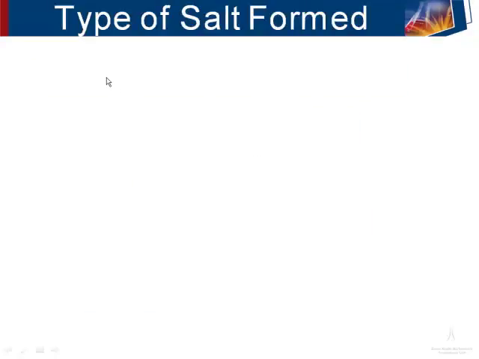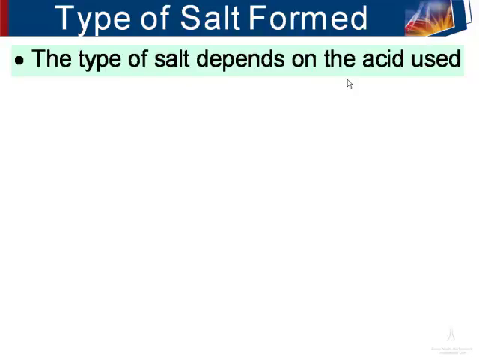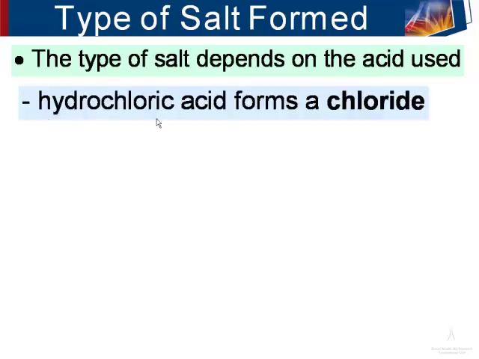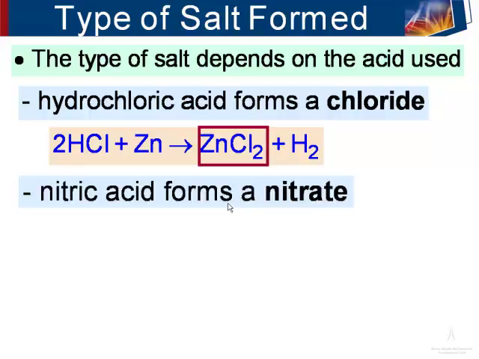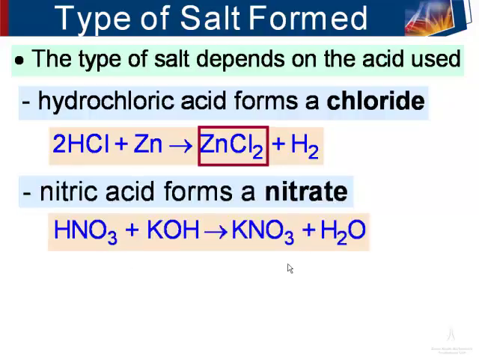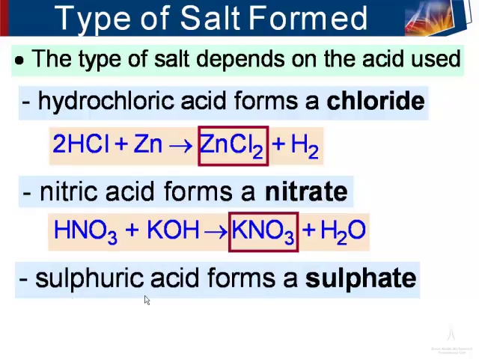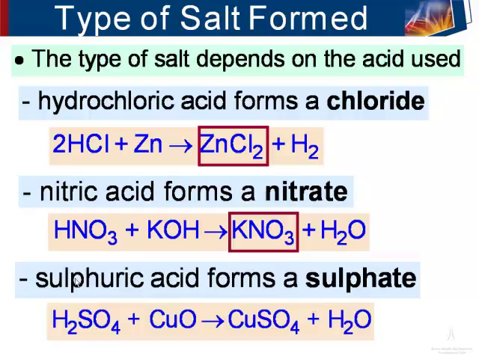The type of salt formed in these reactions depends on the acid used. If the acid is hydrochloric acid, the salt that is formed is a chloride. For example, when we reacted hydrochloric acid with the zinc, we formed zinc chloride. If the acid is nitric acid, the salt formed is a nitrate. For example, if we react nitric acid with potassium hydroxide, we form potassium nitrate. If the acid that is reacting is sulfuric acid, the salt formed is a sulfate. For example, if we react sulfuric acid with copper oxide, we form copper sulfate.